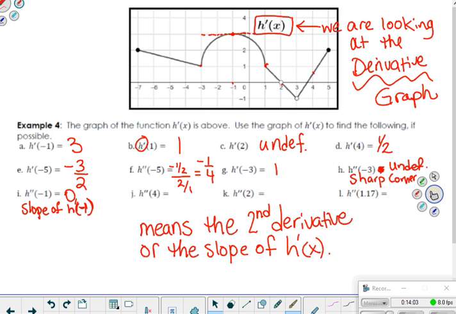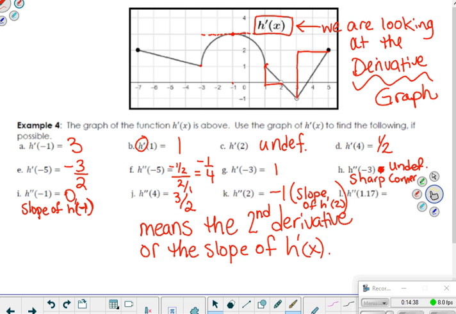So now I want to know, how is my function increasing or decreasing at 4? So H prime looks like it's going, what was it moving? Up 3 over 2. This will be 3 halves. H double prime at 2. Down 1 over 1. That's a -1. And that is the slope of H prime of 2.